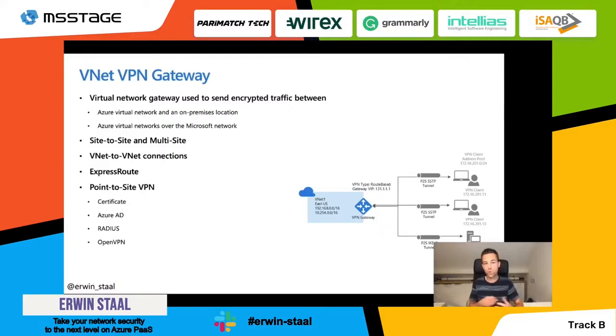And there's a few ways we can authenticate and secure the connection. You could use a certificate to do that. You could use Azure Active Directory. RADIUS is a protocol that can be used here, and there's also the OpenVPN standard that you could use to encrypt and secure the connection.